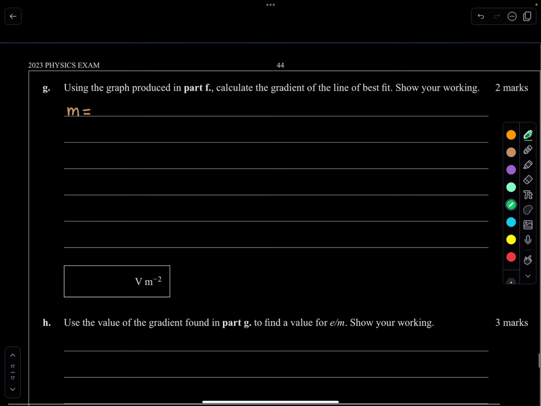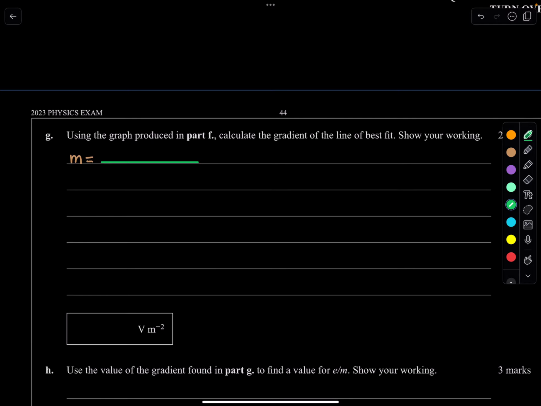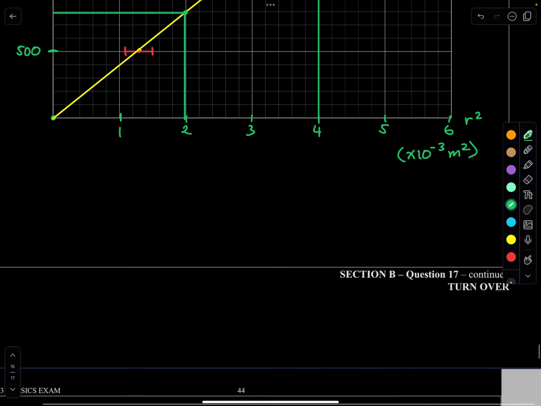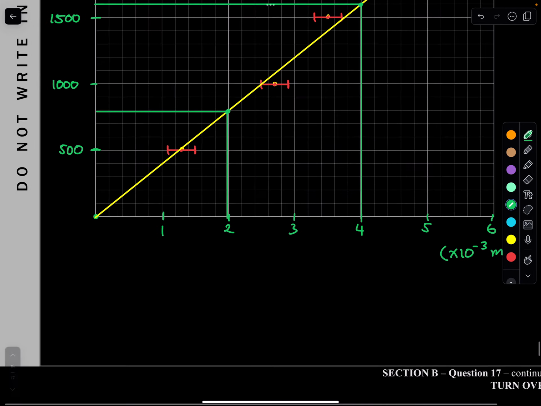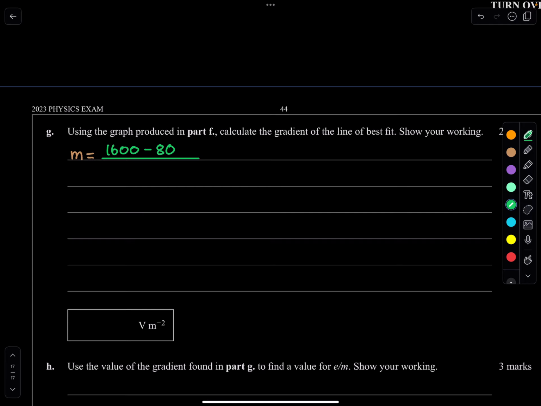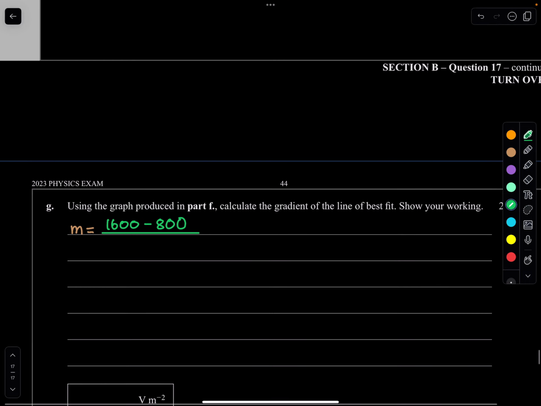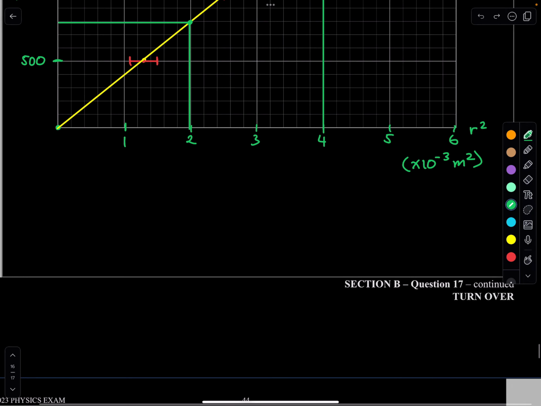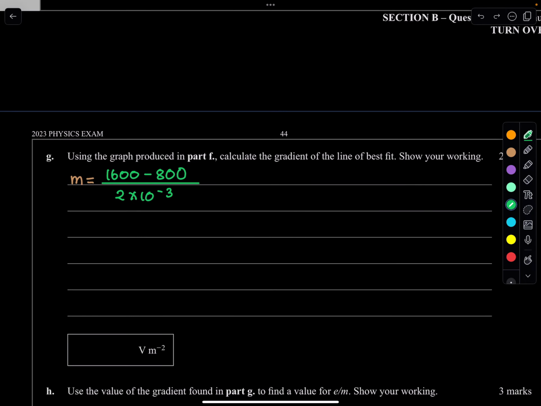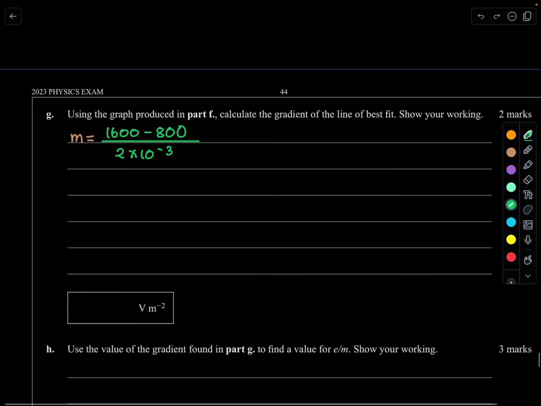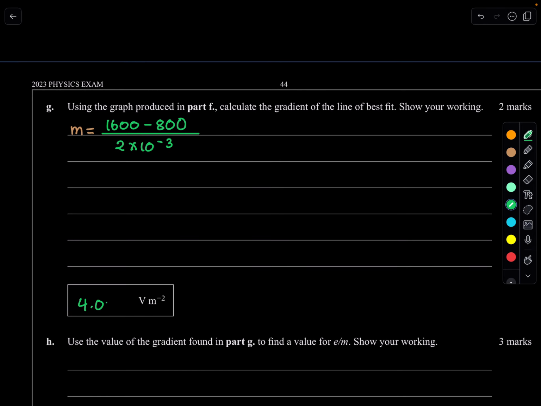So, what's the value? That is 1,600. So 1,600 minus 800 volts. And so your change of x is basically 4 minus 2. So basically just 2 times 10 to the negative 3. Make sure you don't forget that times 10 to the negative 3 part here. And so now that gives me the gradient, which is 1,600 minus 800 over 2 times 10 to the negative 3. So it gives me 4.0 times 10 to the power of 5 volts per meter.